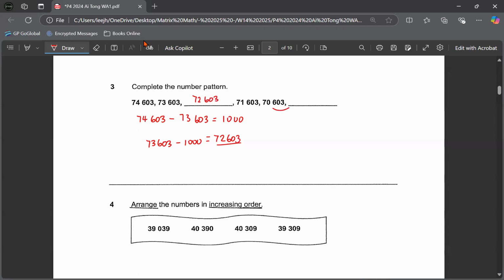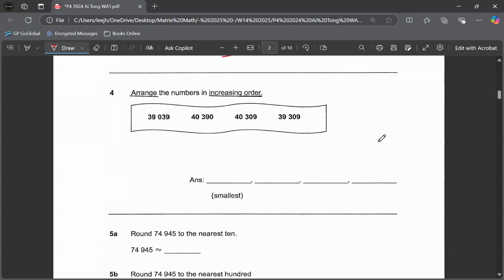Then this, you also have to minus 1,000. Okay, so 70,603 minus 1,000. Okay, your answer is 69,603. So this is 69,603. That's your answer.